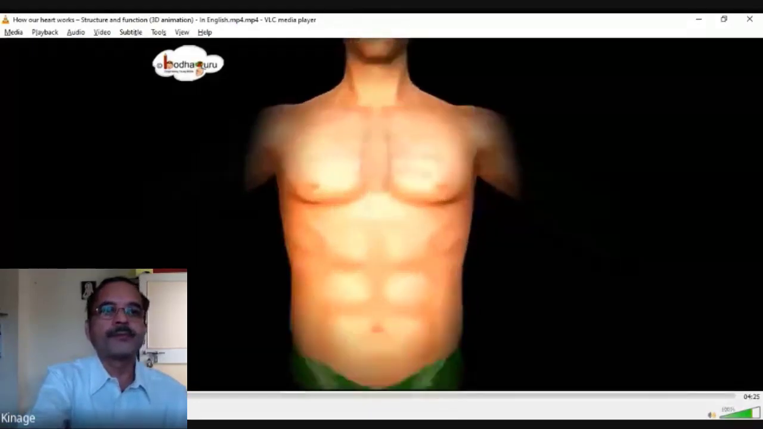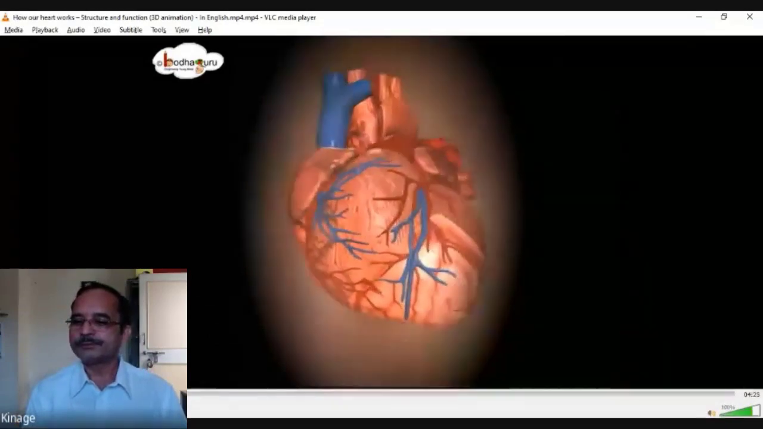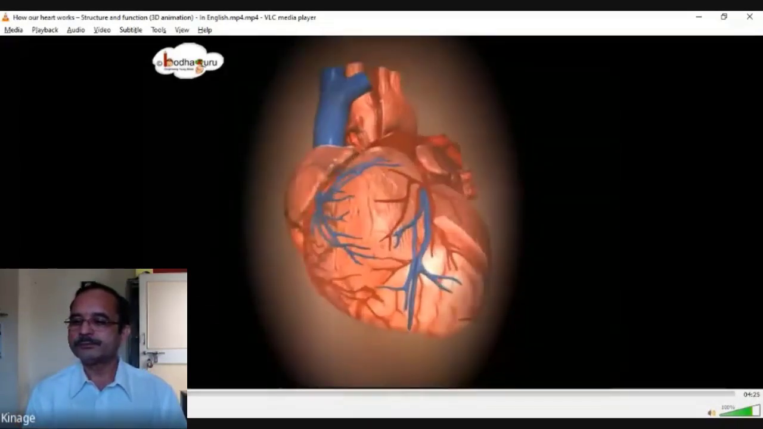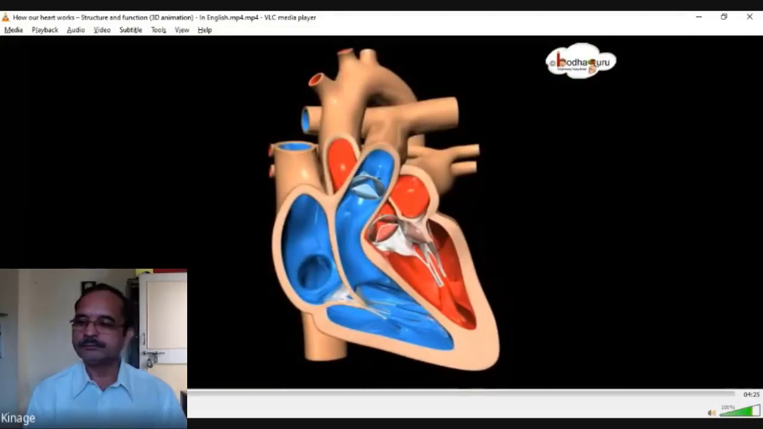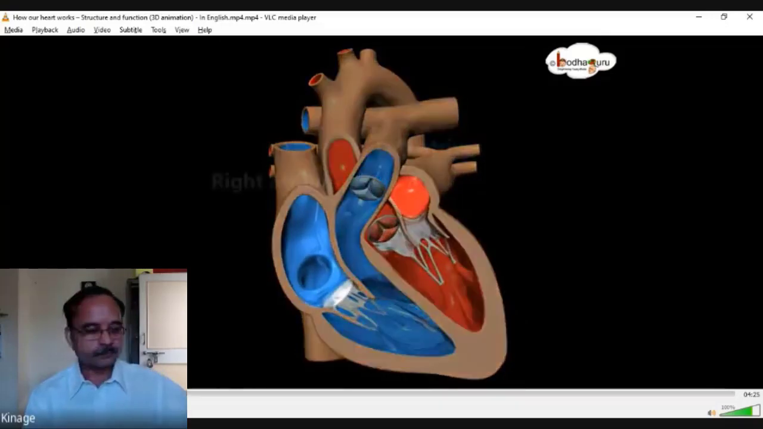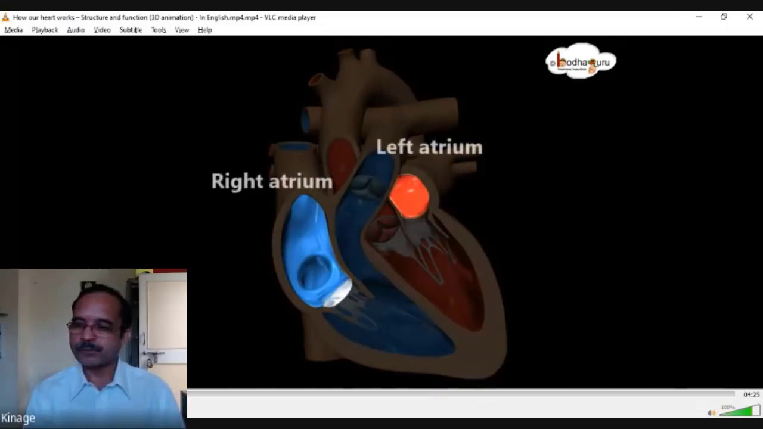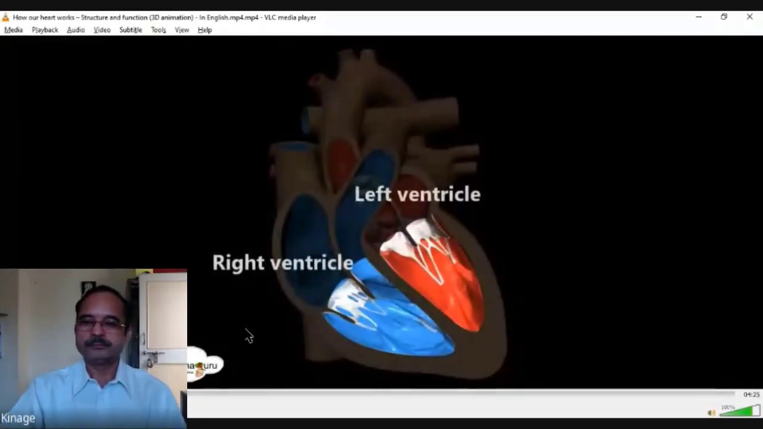Our heart is a muscular organ which is protected by the rib cage. The heart is divided into 4 chambers. The 2 upper chambers of the heart are called the right atrium and left atrium. And the 2 lower chambers of the heart are called the right ventricle and left ventricle.